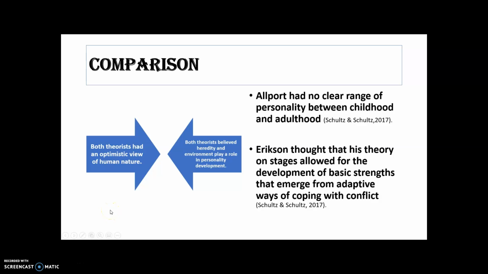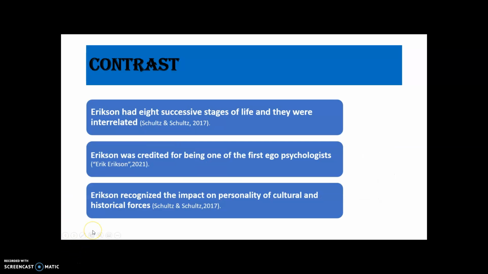Both theorists had an optimistic view of human nature, and they both believed heredity and environment play a role in personality development. Allport had no clear range of personality between childhood and adulthood. Erikson thought that his theory on stages allowed for the development of basic strengths that emerged from adaptive ways of coping with conflict. Erikson had 8 successive stages of life, and they were interrelated. Erikson was credited for being one of the first ego psychologists, and Erikson recognized the impact on personality of cultural and historical forces.